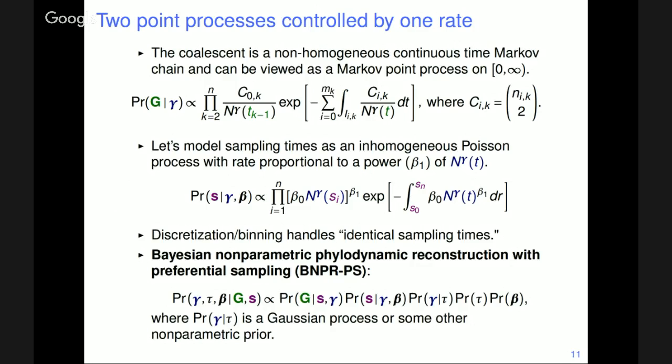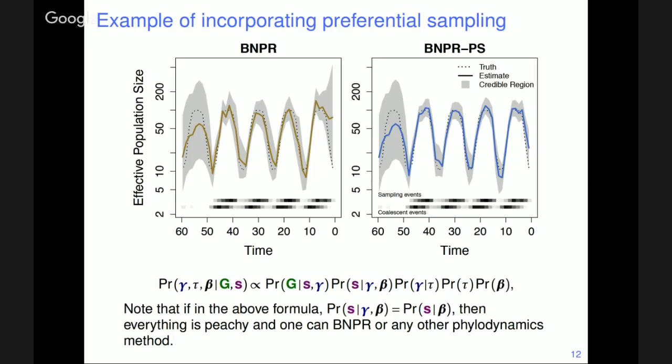Cool. All right. So let me show you how it works. This is just an example. On the left, it's the same example I showed you before. That's just regular, one of the Bayesian nonparametric methods, but all of them will do something very similar to what I'm showing. And on the right, it's the same data, the same simulated data set, but the sampling times are now explicitly modeled using this inhomogeneous Poisson.